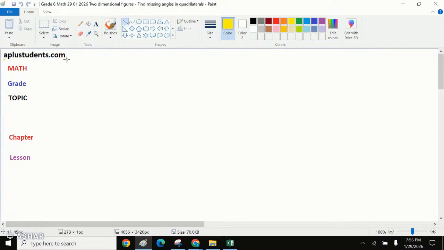You need to go to aplusstudents.com to the website. Then you need to select math as your subject. This is a grade 6 lesson, grade 6. And the topic for today is two-dimensional shapes or figures, right? Figure and a shape is the same thing.